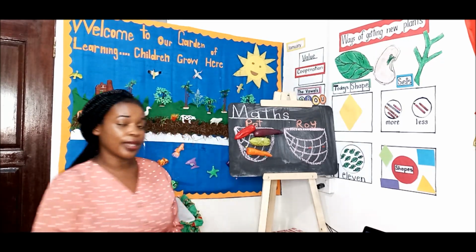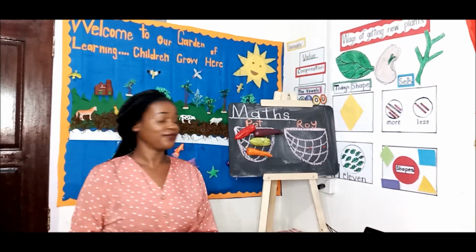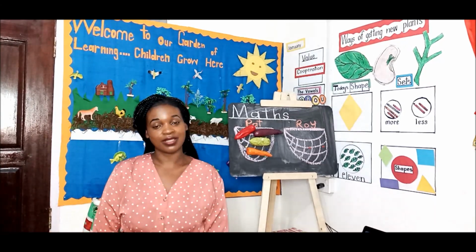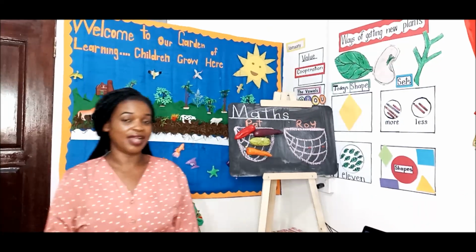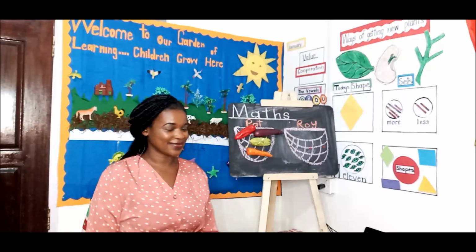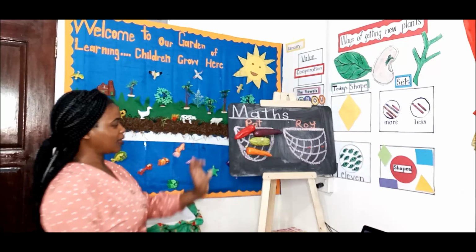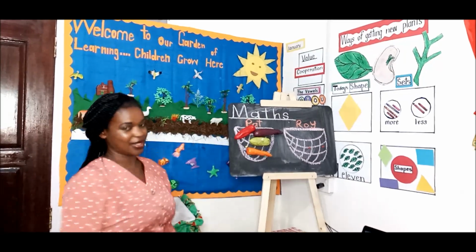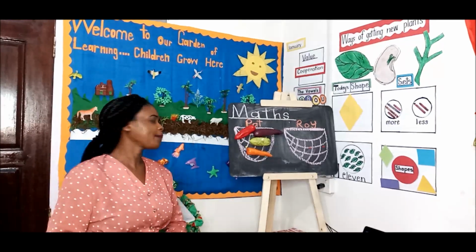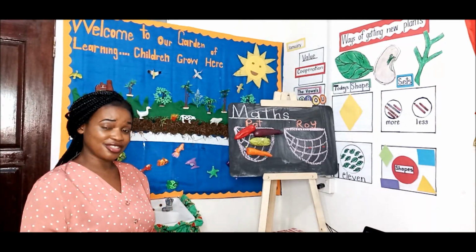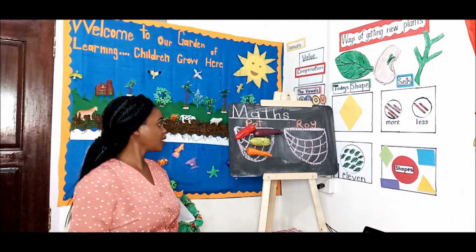Now one day mommy sent Pat to the market to buy some vegetables. Okay, so Pat took her basket to the market and she bought some vegetables. So this is Pat's basket. And if you look carefully at what she has in the basket, vegetables, right? Colorful vegetables.